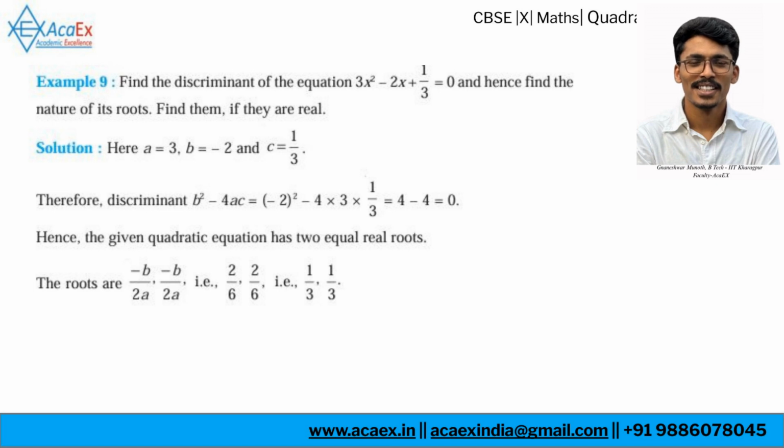Example 9. Finding equal roots. Problem: find the discriminant and the nature of the roots for the equation 3x squared minus 2x plus 1 divided by 3 equals 0. Find the roots if they are real. Solution: the discriminant is b squared minus 4ac, which is negative 2 squared minus 4 times 3 times 1 divided by 3, equaling 4 minus 4, which is 0. Since the discriminant is 0, the equation has two equal real roots. The roots are negative b divided by 2a, which is 2 divided by 6, or 1 divided by 3. The roots are 1/3 and 1/3.